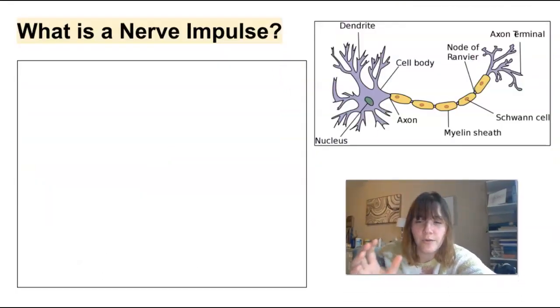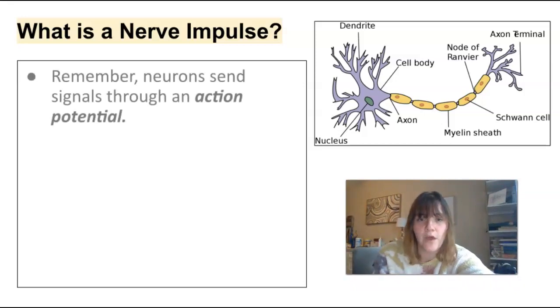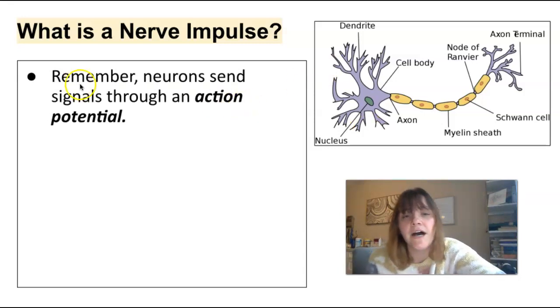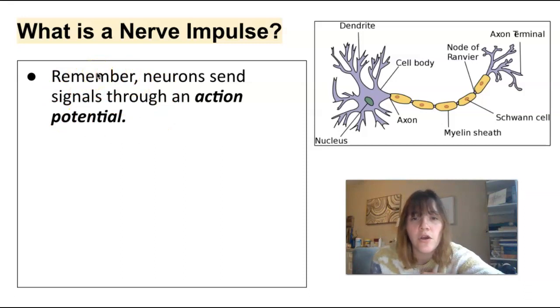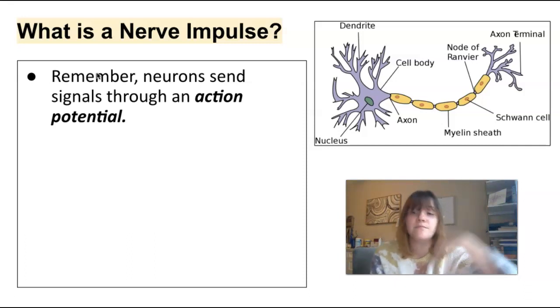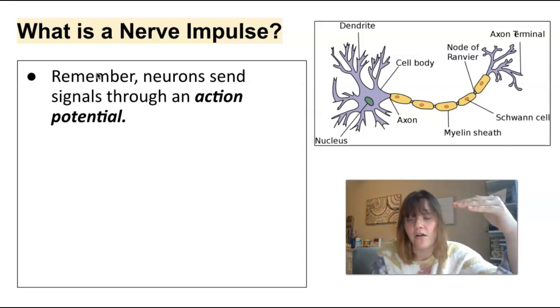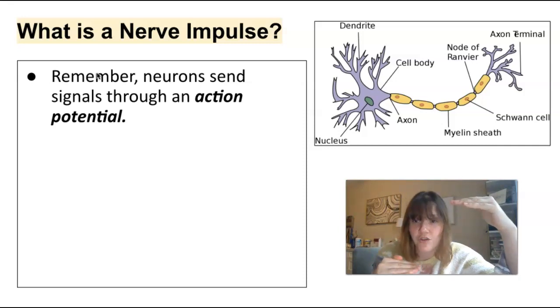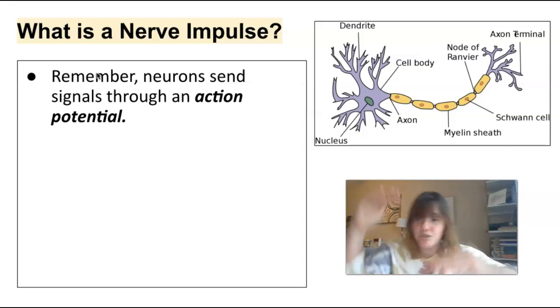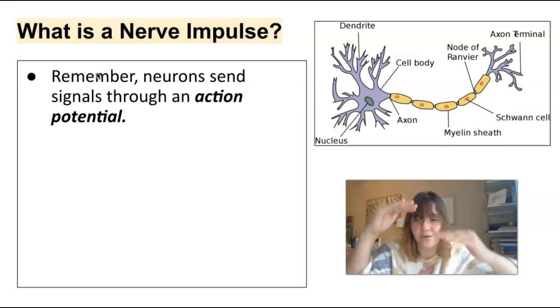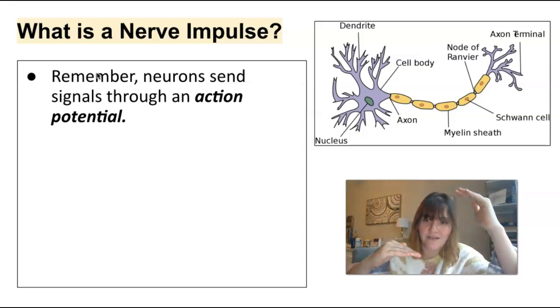So this is a little bit of review. You don't necessarily need to write this unless you feel like you need to. What is a nerve impulse, what is a nerve signal that you're sending? This is just for you to remember. Neurons are sending signals through action potentials. So we learned all about the action potential last class with the sodium-potassium pump, and mainly sodium being outside of the cell, potassium being inside. And when you send an electrical signal, they switch places really quickly and then slowly go back to normal so that you can send another signal.